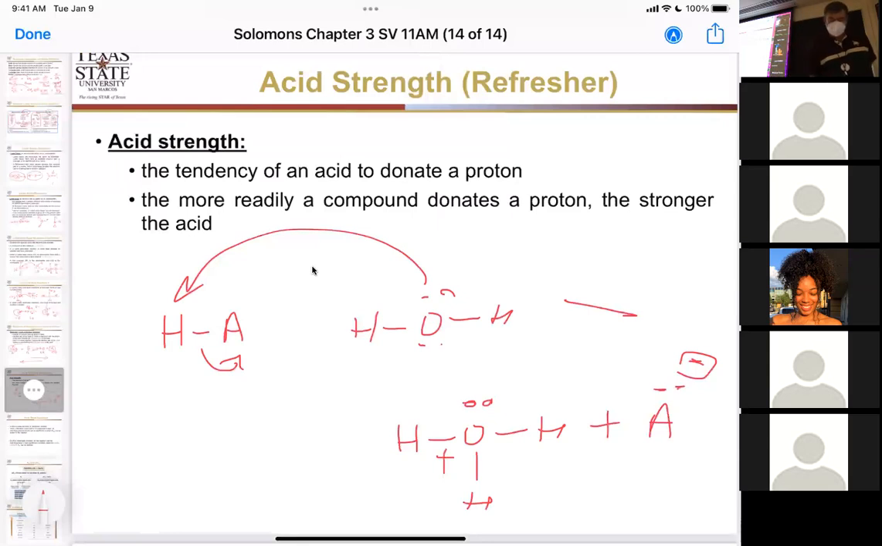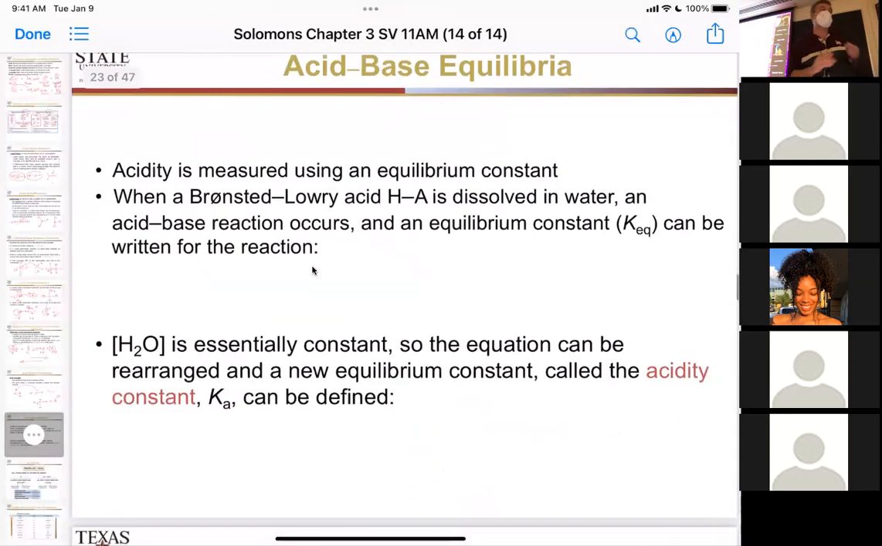Okay. So do we see how the propensity or the tendency for the acid to donate its hydrogen makes it a stronger acid or a weaker acid? The more it wants to give it away, the stronger acid is. Okay, so what does that mean? Well, we actually have to measure that, okay? It's not something you can predict.